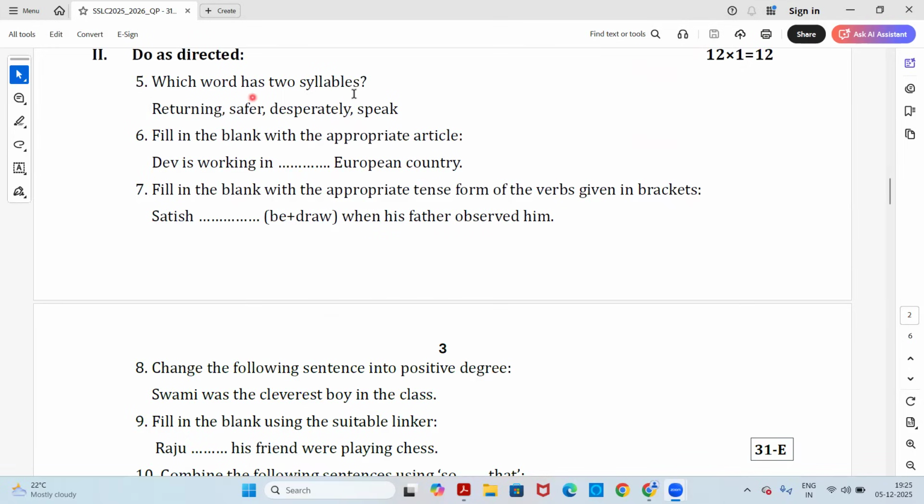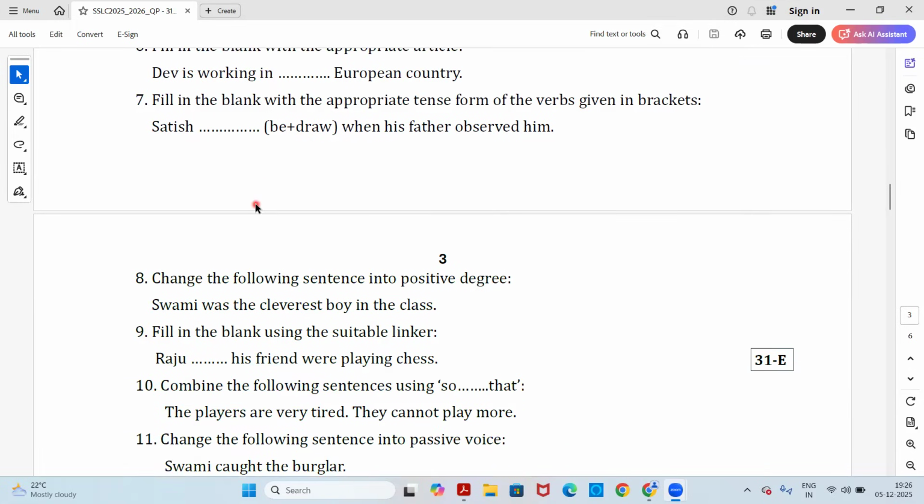Which word has two syllables? You have to orally pronounce it in your mind and then pick out which has only two syllables when you pronounce it, and then you can select it and write. The next is fill in the blanks with the appropriate article. So the article topic is important here. Fill in the blank with the appropriate tense form of verbs given in the brackets. Satish dash when his father observed him. So what will be the correct form of verb? Be drawn is written here. What will be the correct tense form of verb? You need to write that.